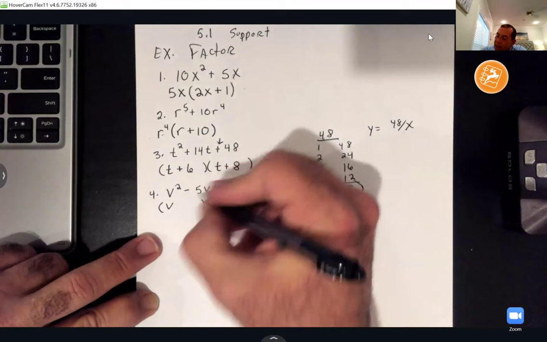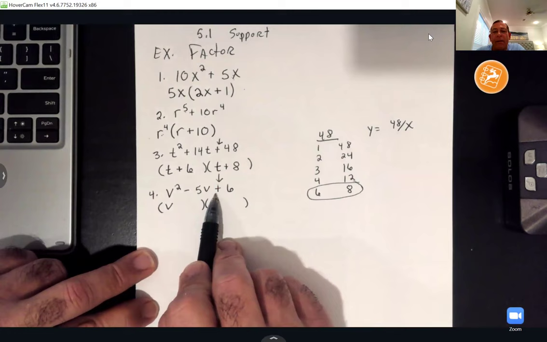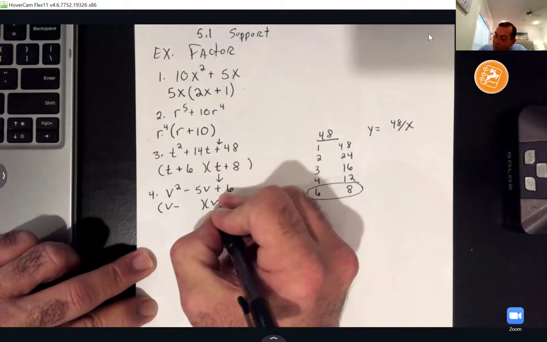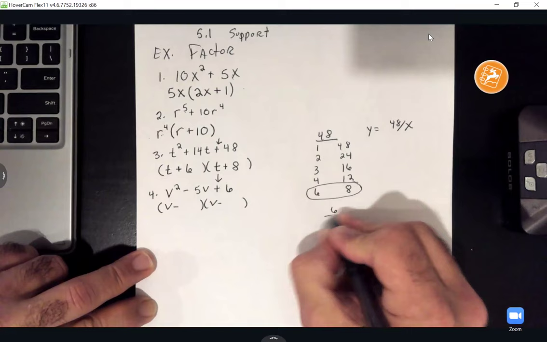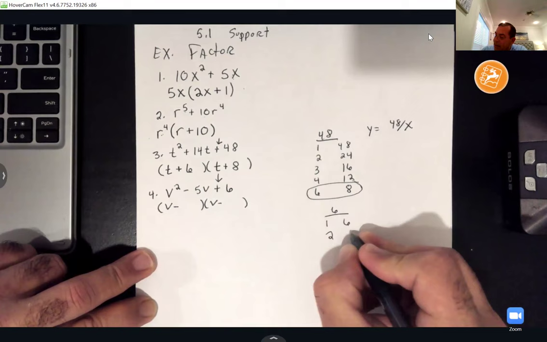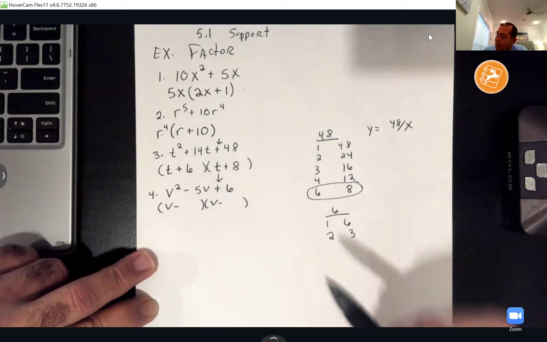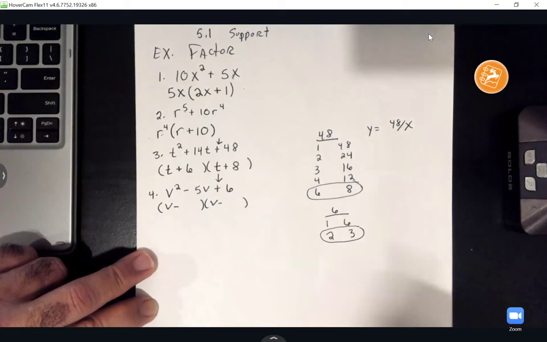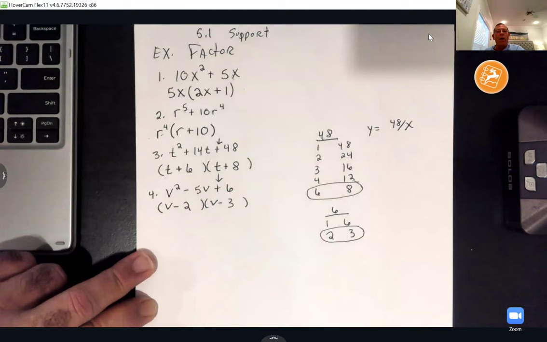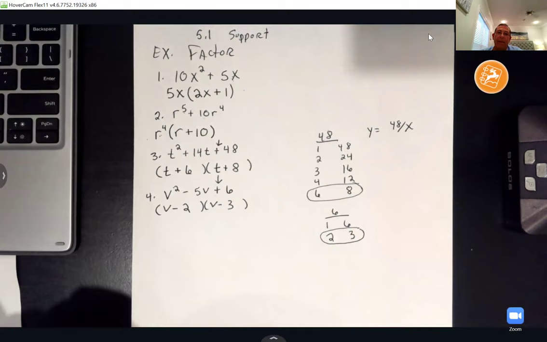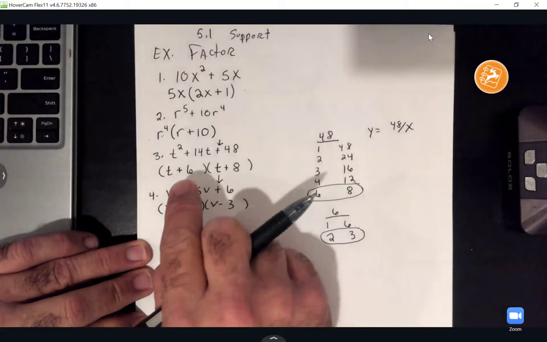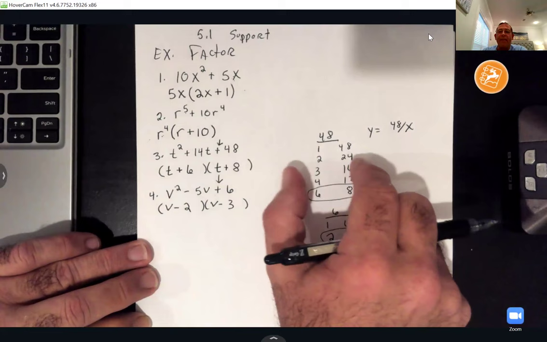Now, the last sign's positive again. So both of these factors will have the same sign as the middle. So, y'all, they're both going to be negative. Now, I need factors of 6: 1 and 6, 2 and 3. Now, remember, I don't want factors that subtract to get that 5. I want factors that add to get 5. And the only factors that add to get 5 are 2 and 3. And since both of these are negative, it doesn't matter where we put our numbers, okay? So y'all focus on that. Last sign's positive. The factors will both have the same sign as the middle. And you're finding factors of the last number that add to get the middle.